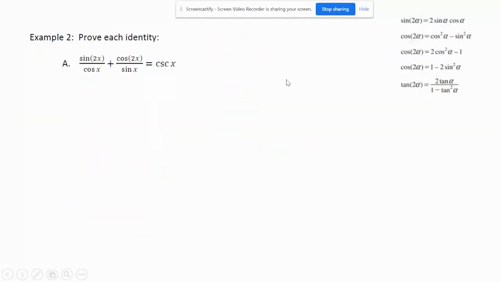Okay, let's keep on going. We have sine 2x over cos x plus cos 2x over sine x equals cosecant x. Okay, a trickier question for sure.